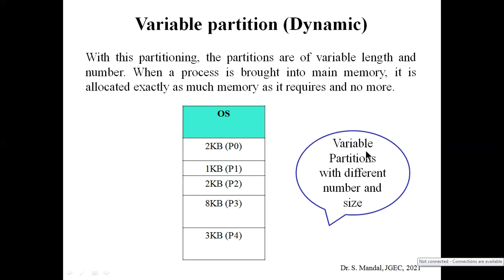So the variable partition has different numbers and sizes of partitions. That is the main feature of the variable partition, where the size and the number of partitions are variable. The exact amount of memory required by the process is allocated, and not more than that. Clear? So that is the variable partition, or dynamic partition.